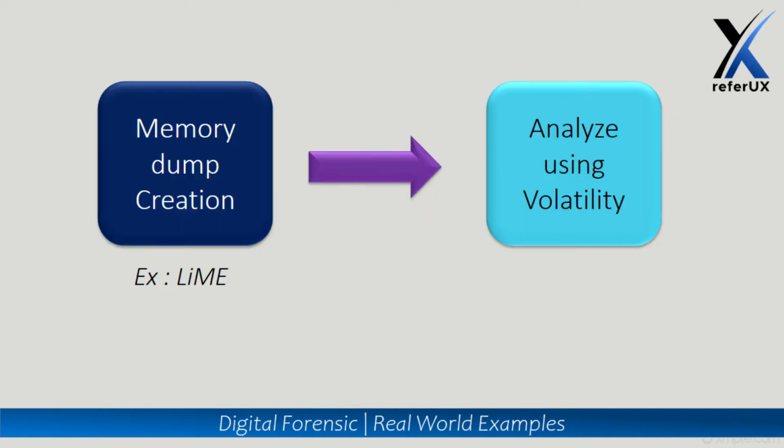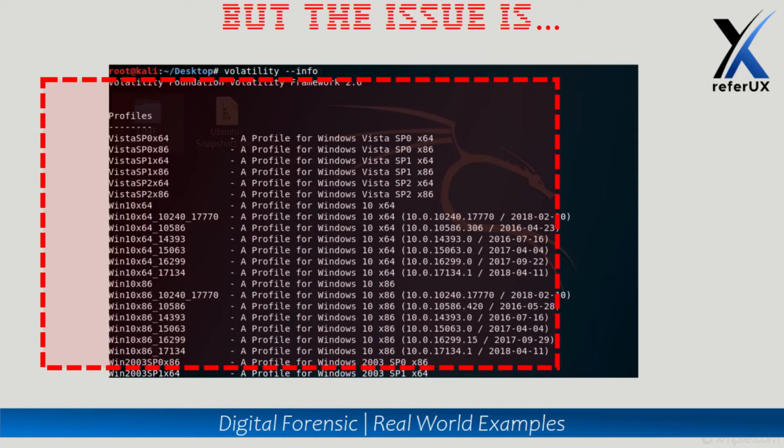So in summary, we should have a memory dump with us, which could be either a .mem file or a .vmem file. We can easily create a memory dump using the tool called Lime, Linux Memory Extractor. Then we can export that memory to Volatility in order to analyze the memory further. Then what's the issue?